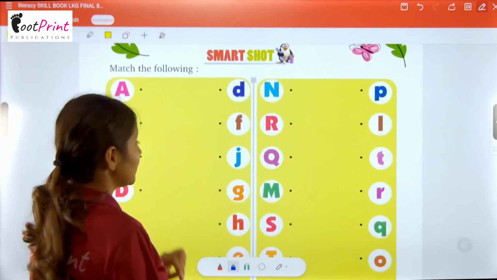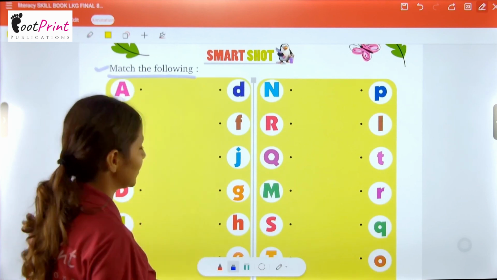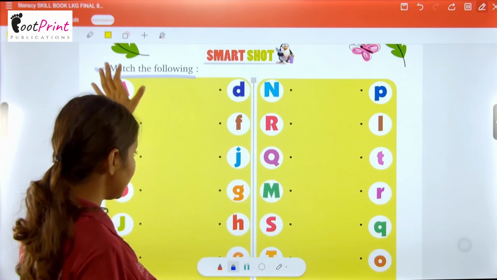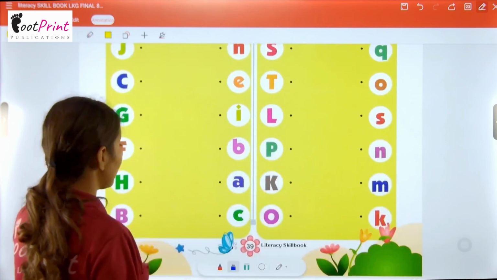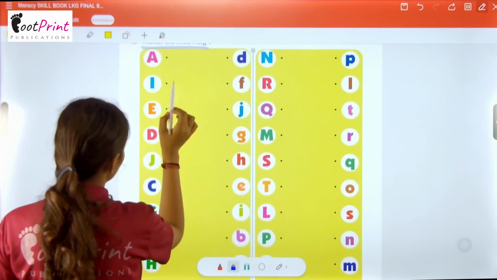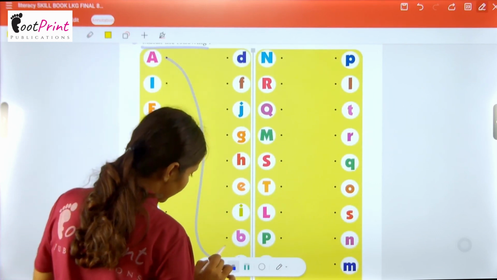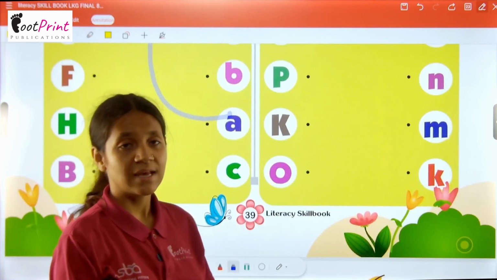Now we have smart shot activity. In this activity we have to do the matching. Okay, so here it is A. Let's find out a small a. Here is a small a. So we have to match this with small a. Okay, this is how you will do the rest of the part of this matching.